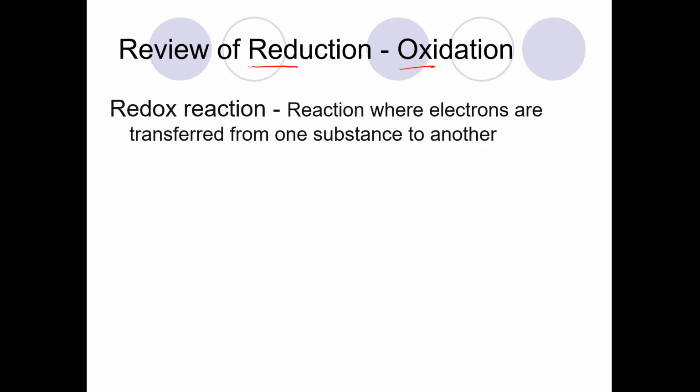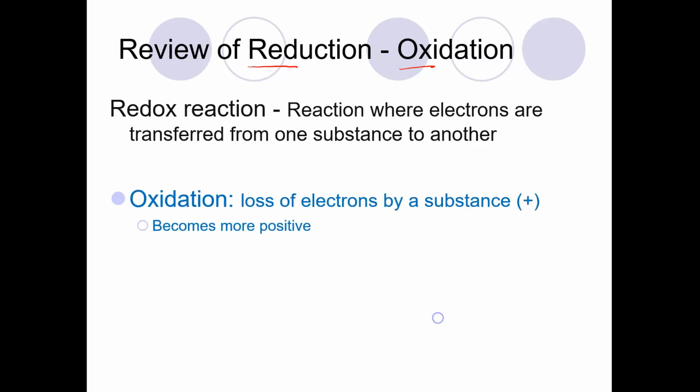So one element is gaining electrons and a different element is losing electrons. And both of those things have to be happening. We have to have something gain and something lose, because the electron has to be transferred from one substance to another. So if something loses an electron, it has to go somewhere. So there has to be something that's gaining the electron. Or if something gains an electron, it had to come from somewhere. So it had to be something that's losing that electron.